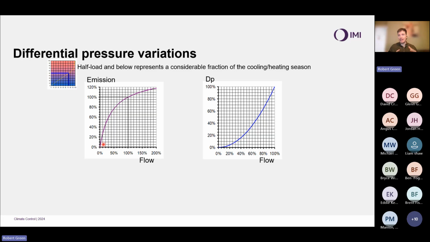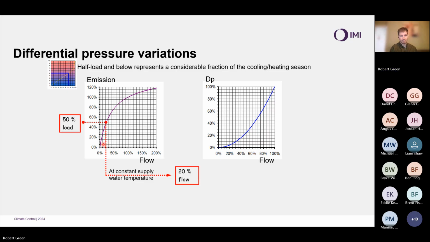And actually, you can look at like 80% of the time in some examples. It's usually, in the southern hemisphere, round about 60 to 70% of the time, you're below 50% of your design load. So you've designed a system to, I don't know, 5 megawatts. So it's a huge system at 5 megawatts. But actually, for 60, 70% of that season, you're only at a half of that load. And half of that load is only going to equate to 20% of the flow.